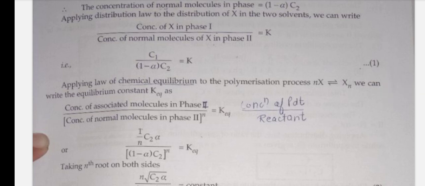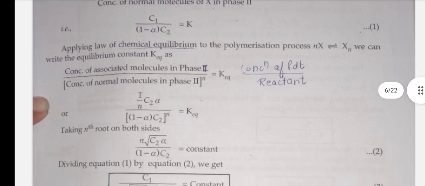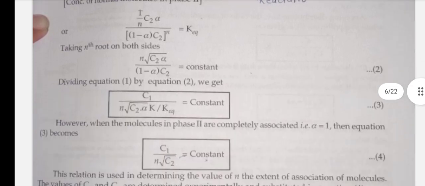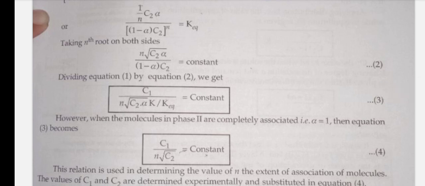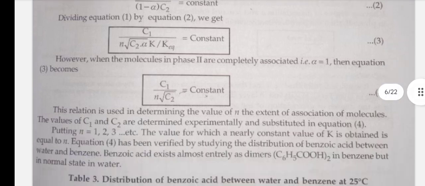Applying law of chemical equilibrium to the polymerization process, nX is equal to Xn, and we can write the equilibrium constant K equilibrium as concentration of associated molecules in phase 2 upon concentration of normal molecules in phase 2 is equal to K of equilibrium. Taking nth root on both sides, nth root of C2 alpha upon (1 minus alpha) C2 is equal to constant. By this equation we get C1 upon nth root of C2 is equal to constant. This relation is used in determining the value of n, the extent of association of molecules.